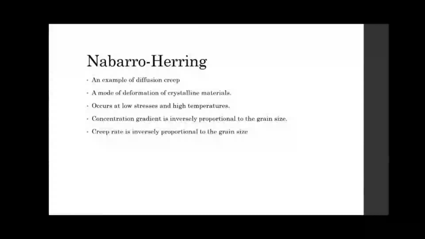The Nabarro-Herring creep. This is also an example of diffusion creep. It is a mode of deformation of crystalline materials. Just like Coble creep, it occurs at low stresses and high temperatures.